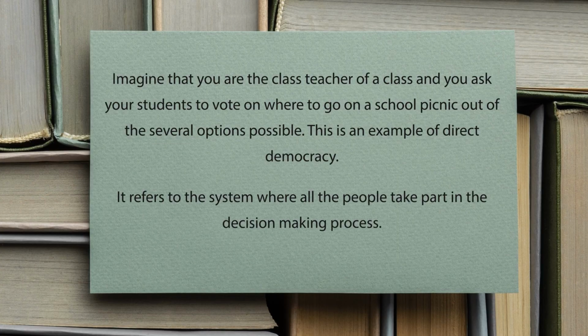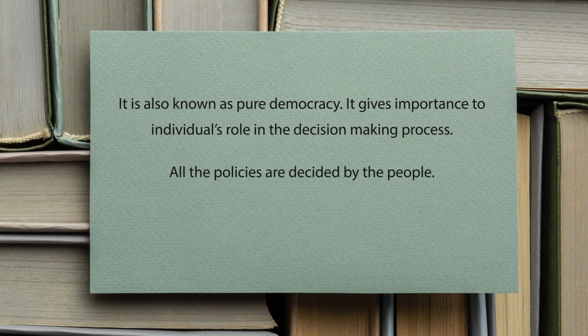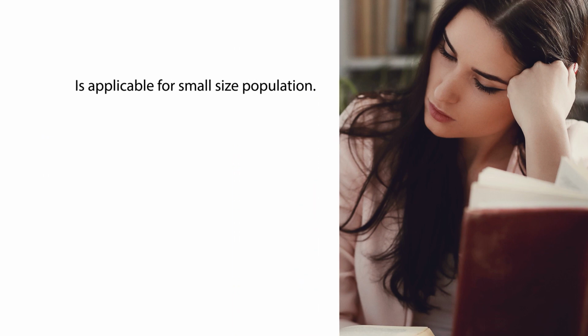So direct democracy refers to a system where all the people take part in the decision making process. It is also known as pure democracy because it gives importance to individuals' role in the decision making process, and all the policies are decided by the people. In our example also, all the policies and rules regarding the cultural activity club are decided by all the members of the group. This direct democracy is applicable for a small size group.